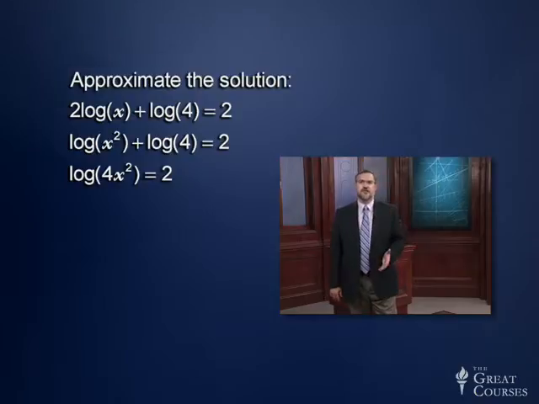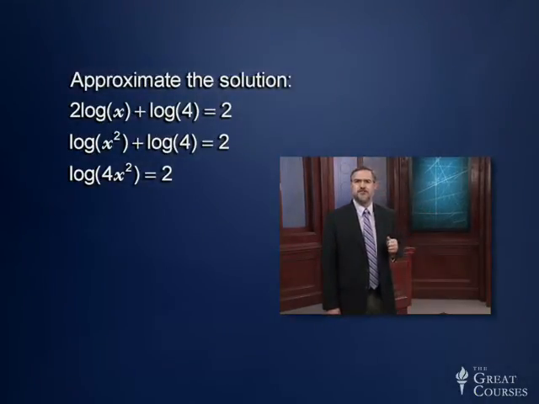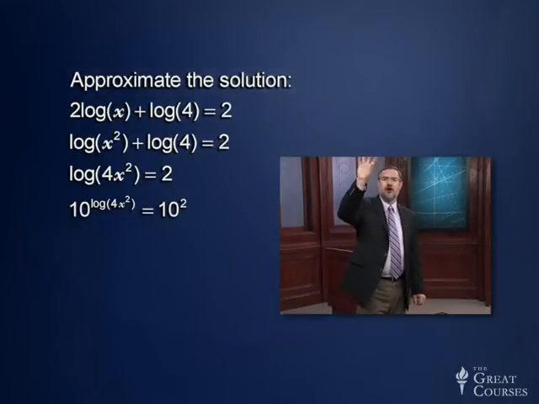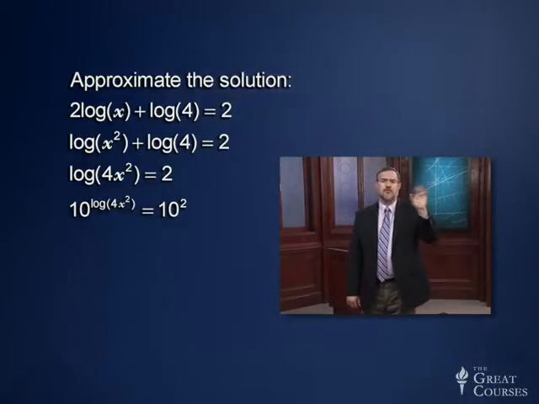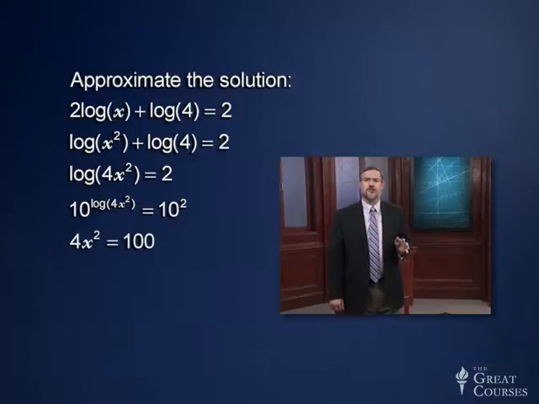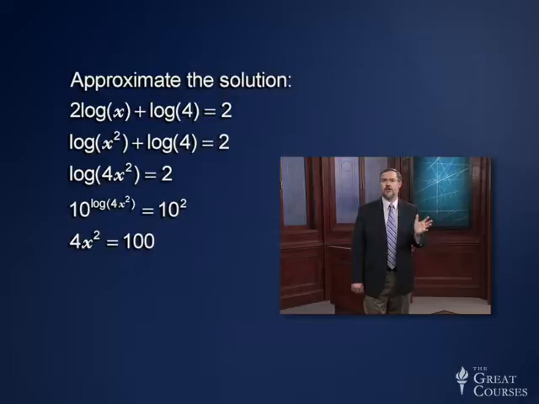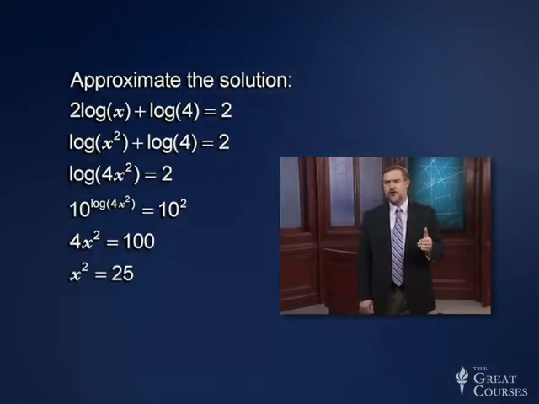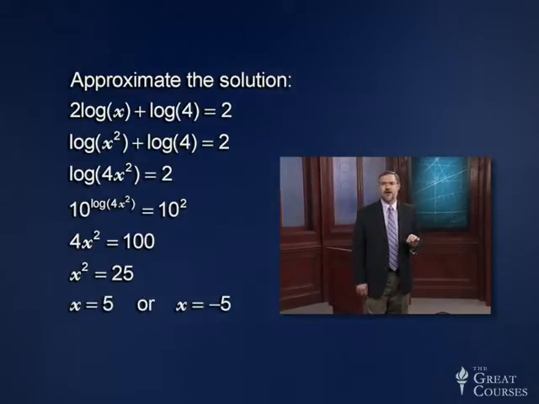Now, how do I solve this? Well, now I go back to the same idea from the previous example. I now do 10 raised to the log of 4x squared equals 10 to the 2. And the 10 raised to the log of 4x squared just becomes 4x squared. And the right-hand side now is 10 to the 2, which is equal to 100. So I have 4x squared equals 100, x squared equals 25 then, so x equals plus or minus 5.